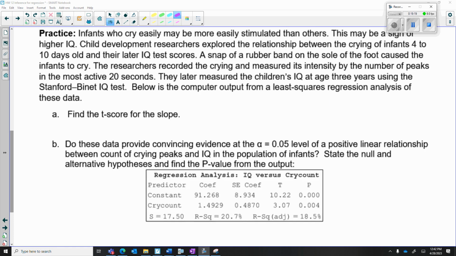So here is an example. They're talking about infants crying more easily, who may be more stimulated than other infants. And they have the cry count for the infant, and they have the predicted IQ for the infant here. And it says find the t-score for the slope. The t-score is the t-test statistic, okay? So remember, the formula is statistic minus parameter over standard error or standard deviation of the statistic.